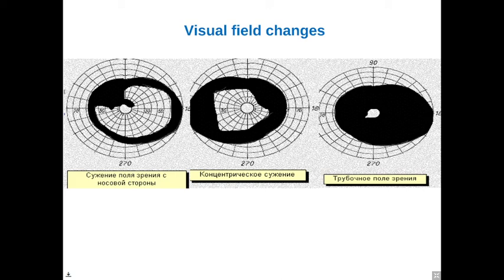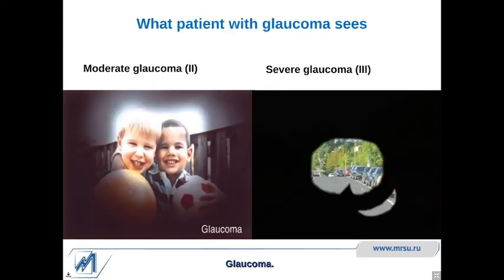Visual field changes, we can see them on the scheme. It's a variant of narrowing, then the central part only, and a variant of concentric narrowing and tube variant of visual field. What does a patient with glaucoma see? With moderate glaucoma, they see in the central part details, and in severe glaucoma, only the tube vision.